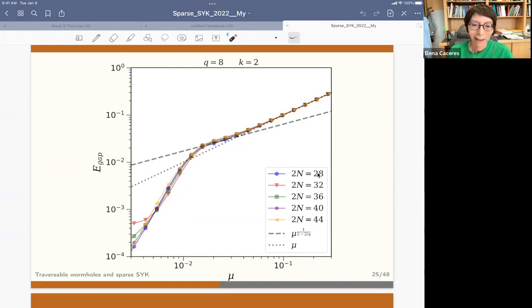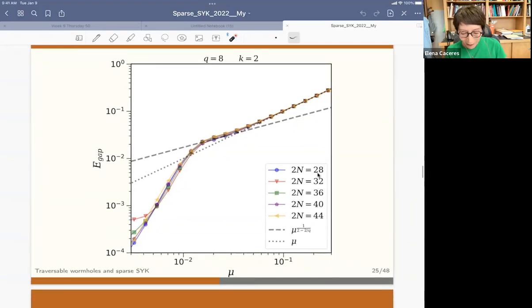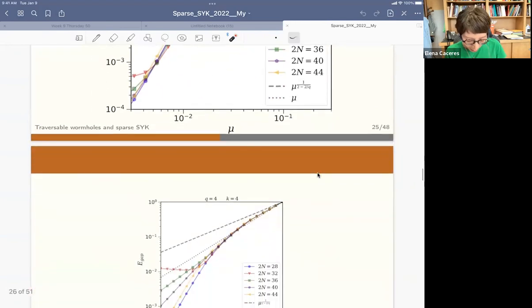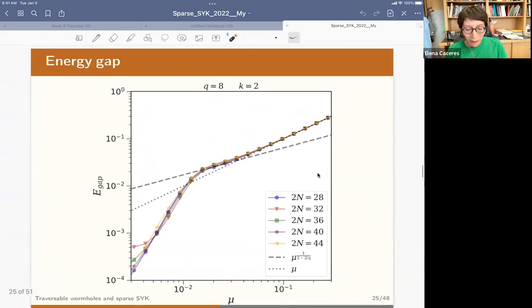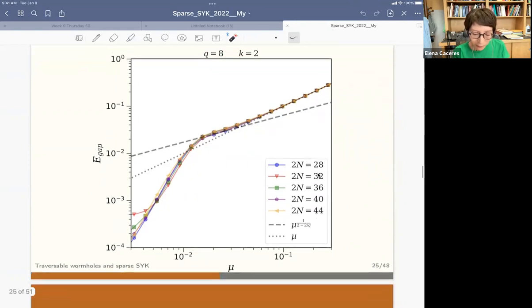So yeah, this is a result that I like a lot. Remember we were saying that we already agree that Q equals 4 was not, in the hypergraph measures, approaching the SYK results all that much, and it was not converging as fast. So this is for Q equals 8, K equals 2.